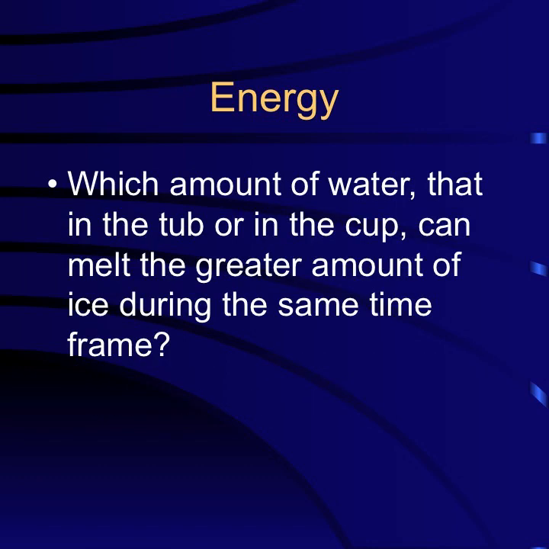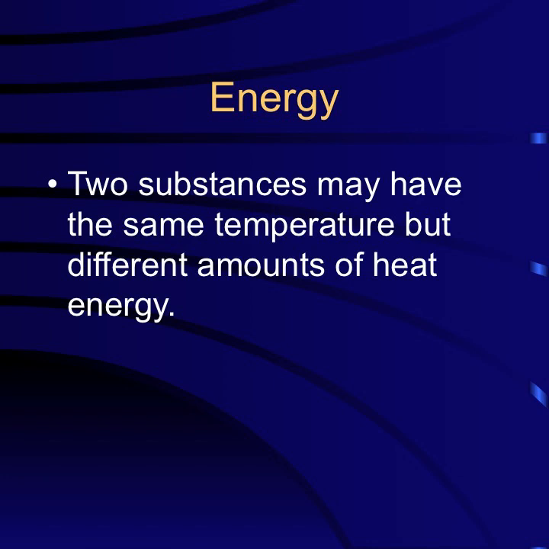Now, which amount of water, that's in the tub or in the cup, can melt the greater amount of ice during the same time? In other words, I put an ice cube in the tub and I put an ice cube in the cup of water. Which one will melt that ice first? You should say that the tub is going to melt the ice first. So, what we get from that is the idea that two substances that have the same temperature can have different amounts of heat energy because there is more of that substance. So, in these two examples, the tub water and the cup water, they both hold water that's at the same temperature, but the tub possesses much more heat energy because it possesses more water, a greater mass of water.